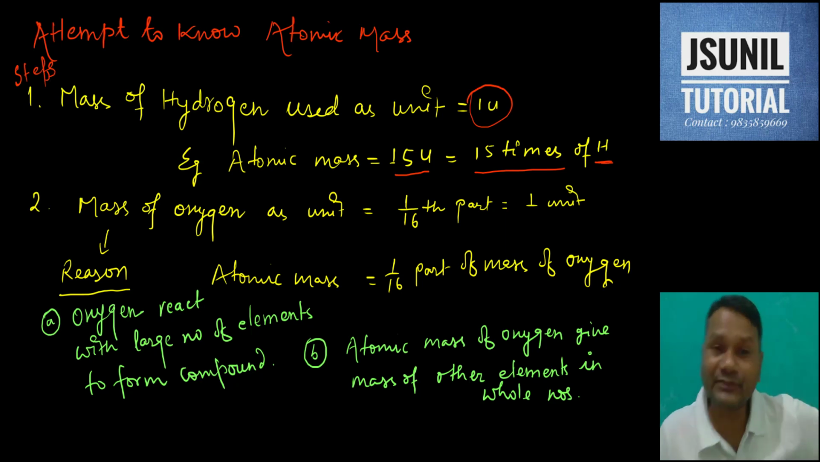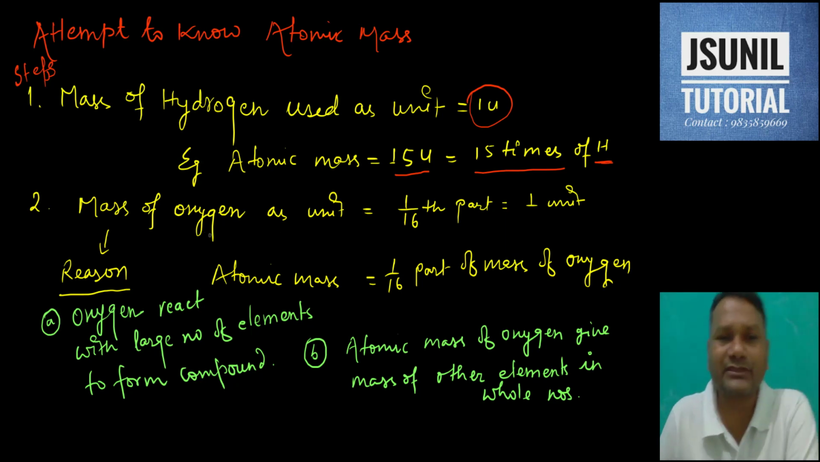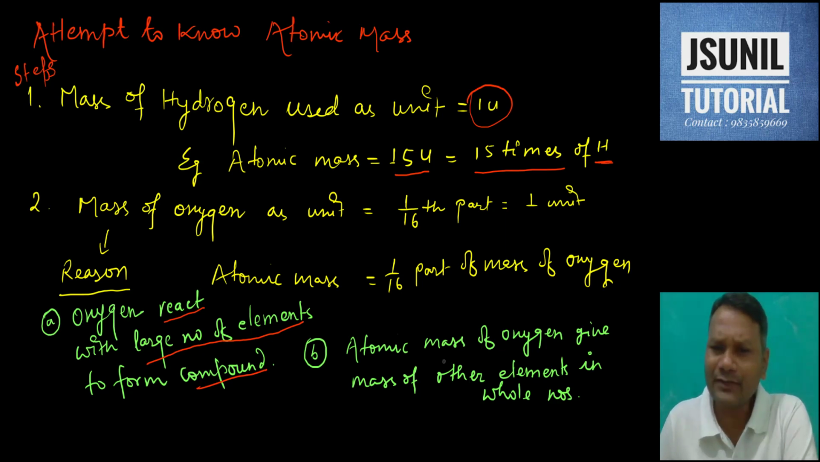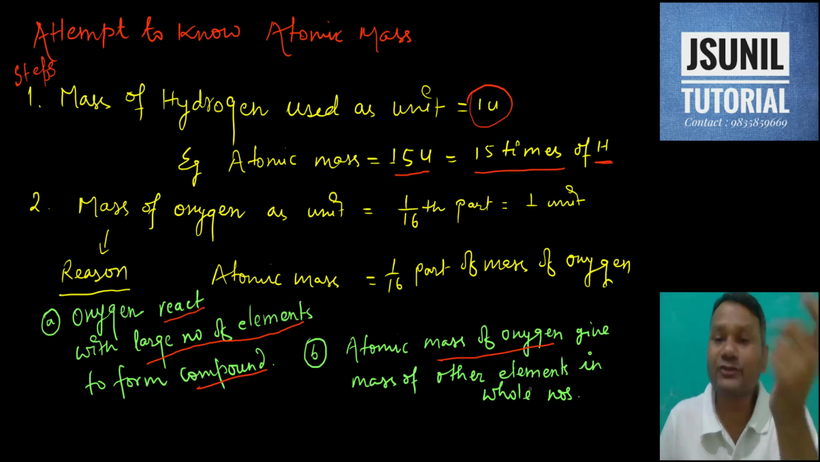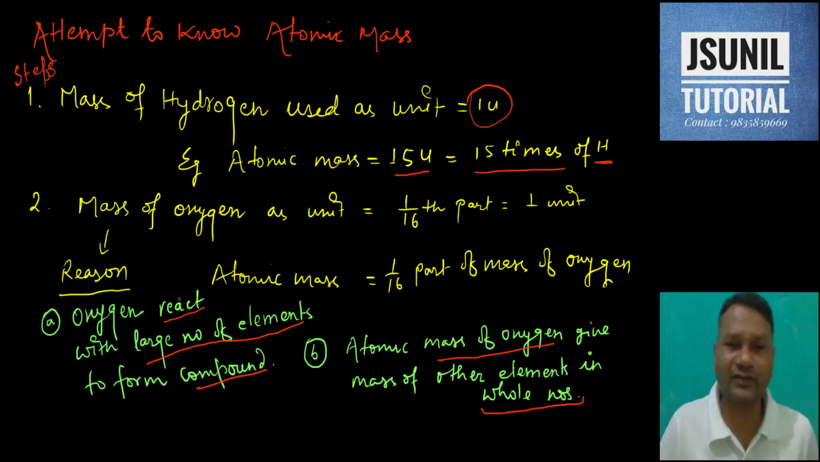And the second step, we will start using the mass of oxygen as a unit after hydrogen. Why? Because oxygen reacts with a large number of elements to form compounds, and when the mass of oxygen is compared with the mass of other elements, we get the mass of other elements as a whole number, not as a fraction. These are the two reasons why we are using the mass of oxygen as a unit.